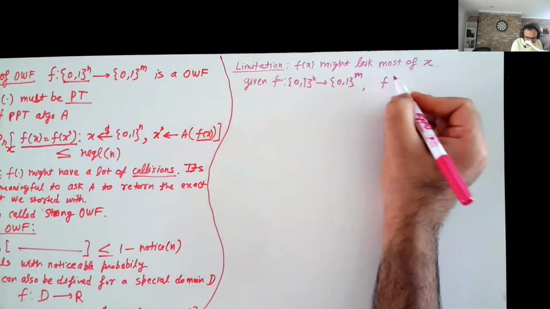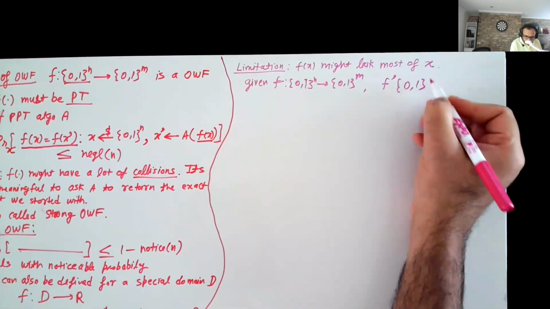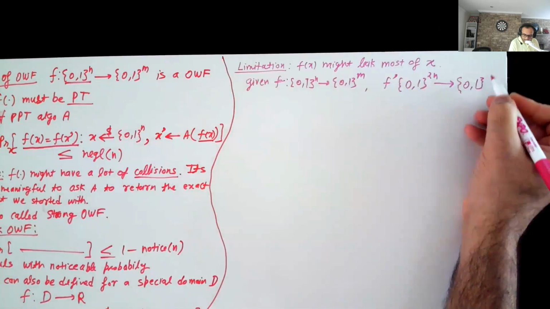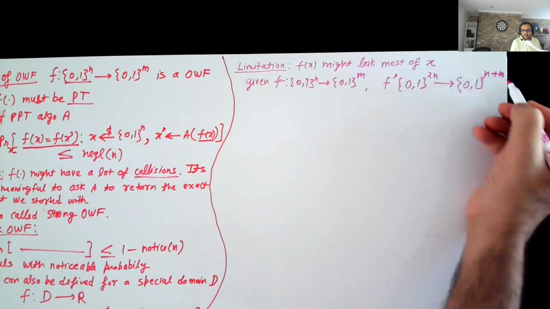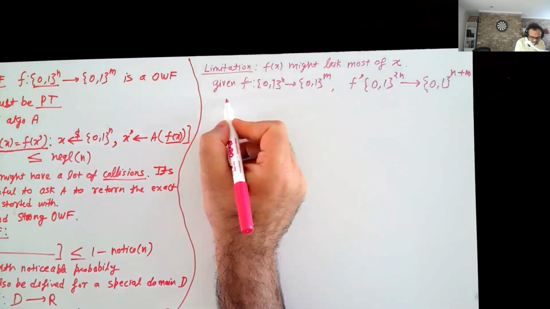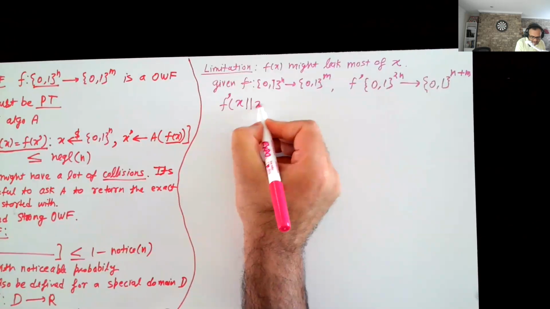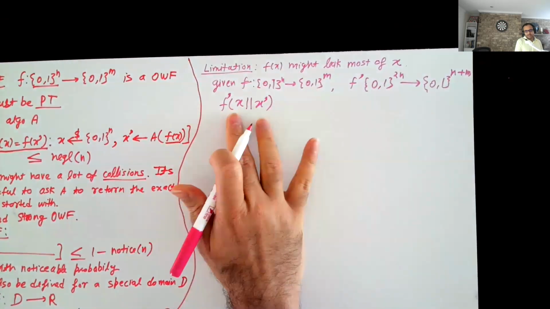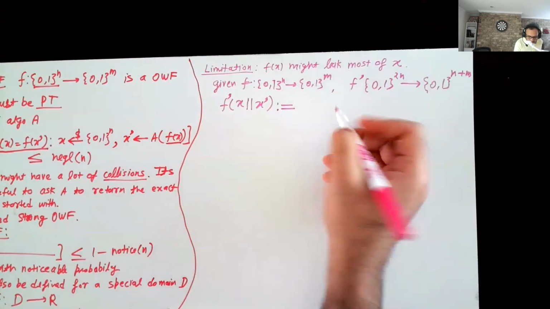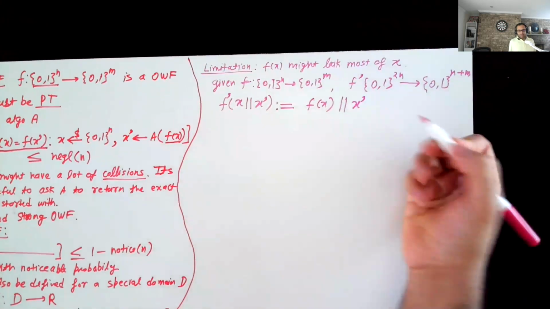And I will design f prime, which actually acts on 2 n-bit inputs and will give you an output which is n plus m bits. So now consider the following f prime. F prime takes x concatenation x prime as input. Both of these strings are n bits each, both of them are random. And it acts as follows. It gives you f of x and it gives you x prime in plain.